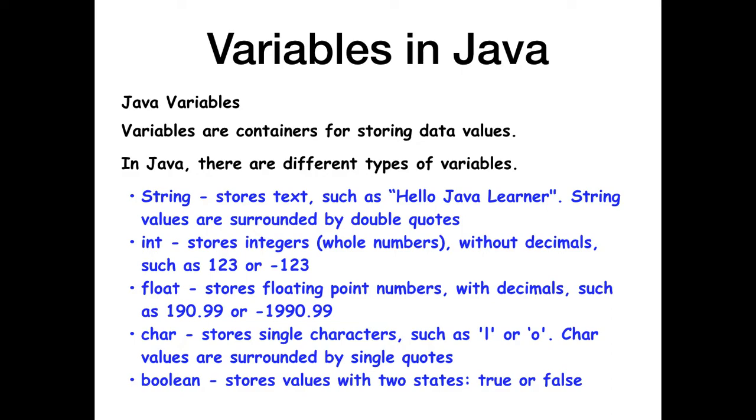Variables in Java. Java variables are containers for storing data values. In Java, there are different types of variables: string, integer, float, character, boolean. Like that, double, which means to store big floating point values, and long, to store big integer values, big numbers, and so on.